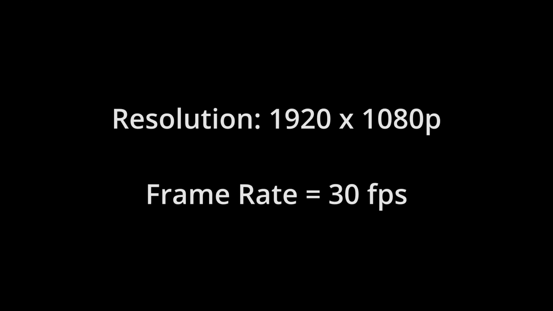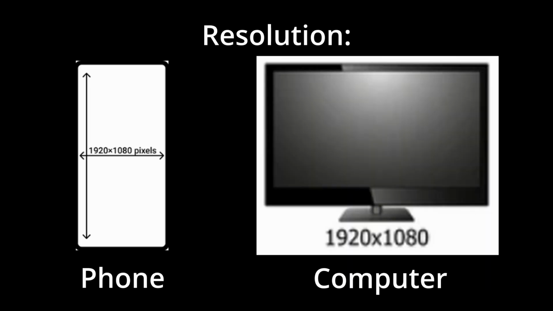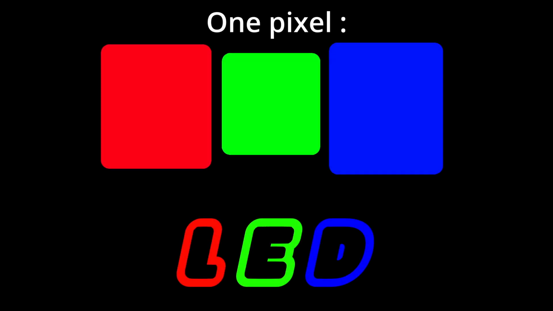The other aspects to know in these types of projects are resolution and frame rate. Resolution is pretty simple. It is measured in pixels. For example, a computer screen is usually 1080 by 1920. A phone screen is usually the opposite. A pixel is basically three LEDs. If you have ever heard of RGB, it is the LEDs used in computer screens or phone screens. It is used to make one pixel.